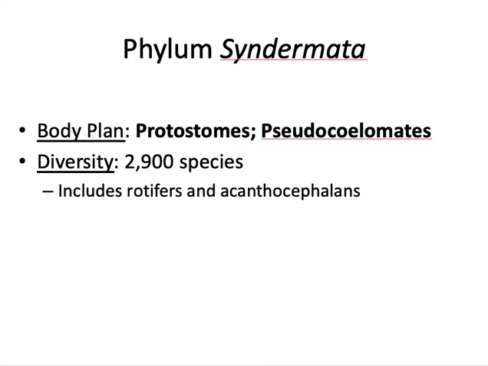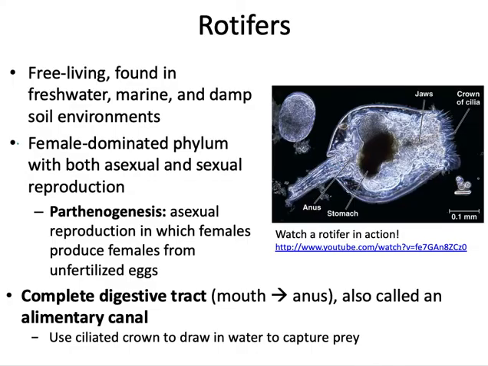All right, now we're moving on to the phylum Cnidaria. The phylum is a pseudocoelomate. So that means they have a coelom partially lined by mesoderm tissue. There are 2,900 species within the phylum. There are two different groups that are discussed in your textbook, but we're going to just talk about the rotifers.